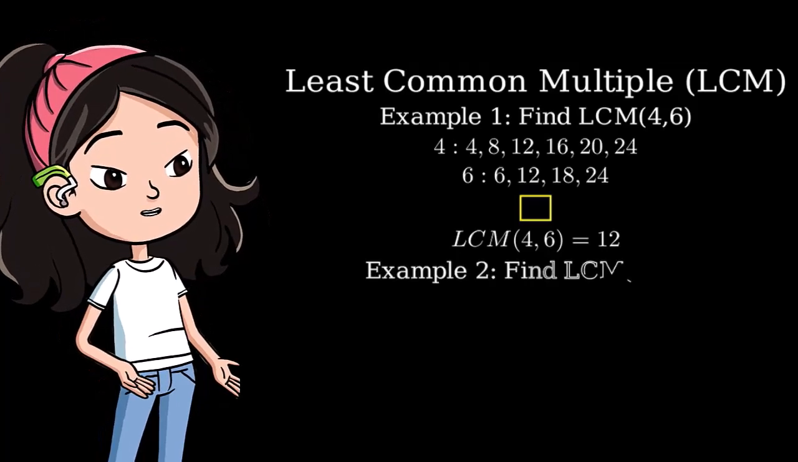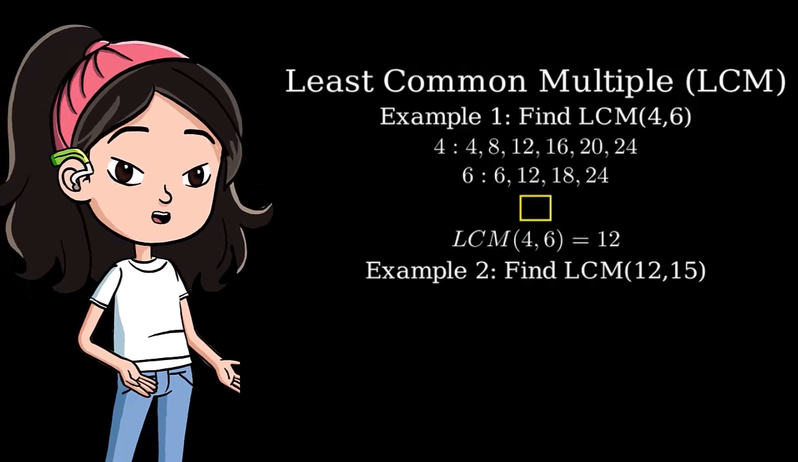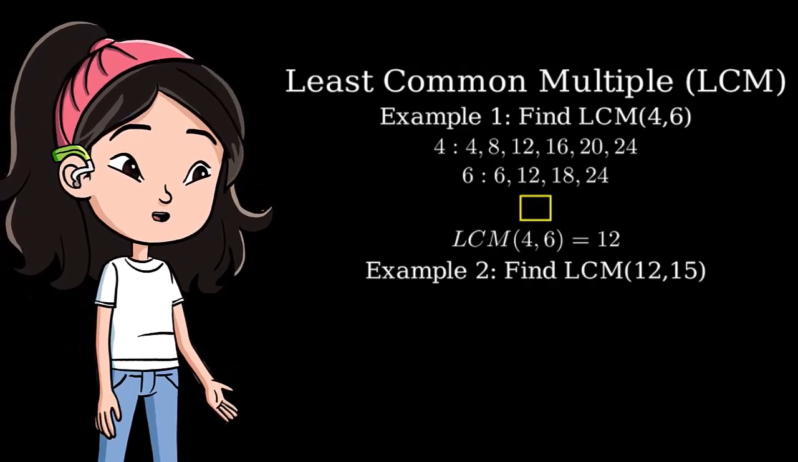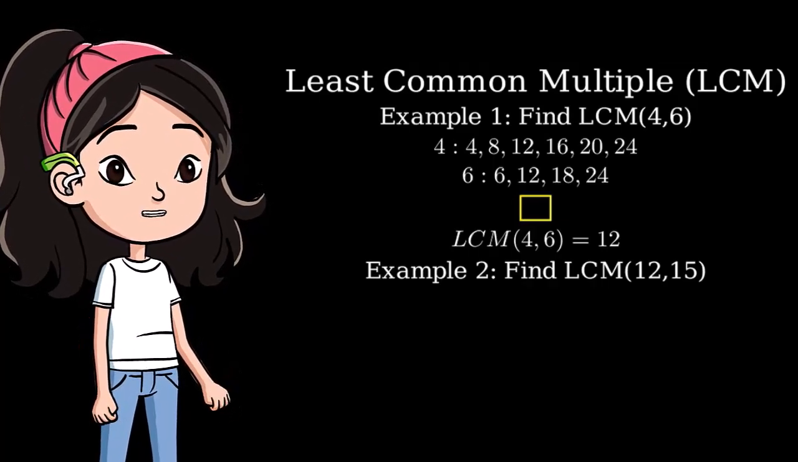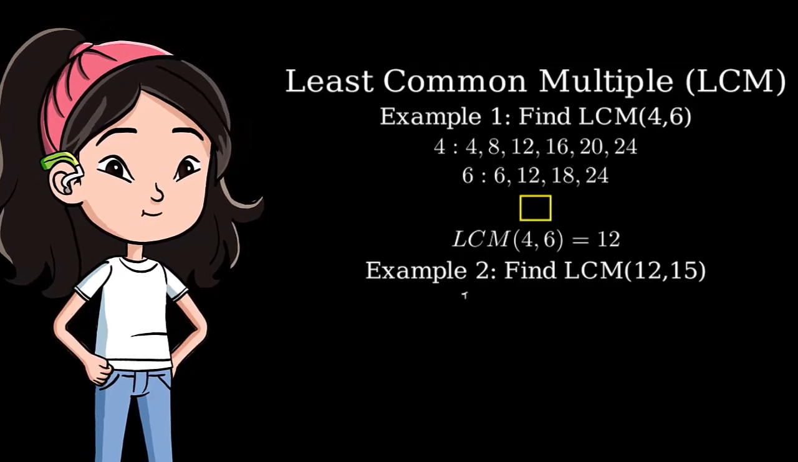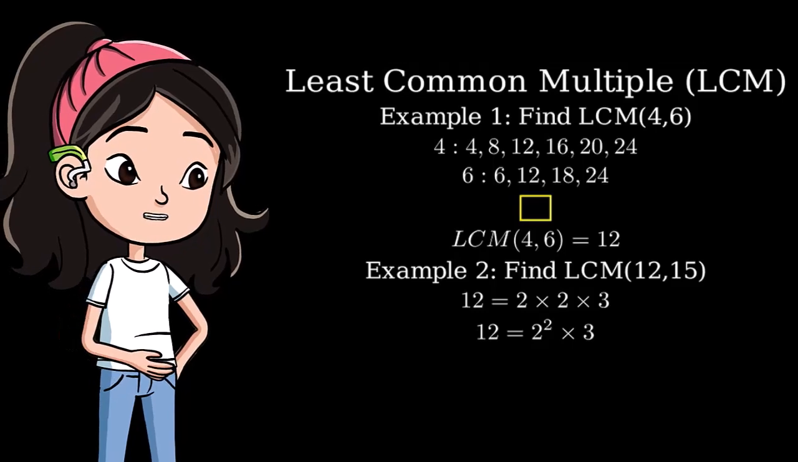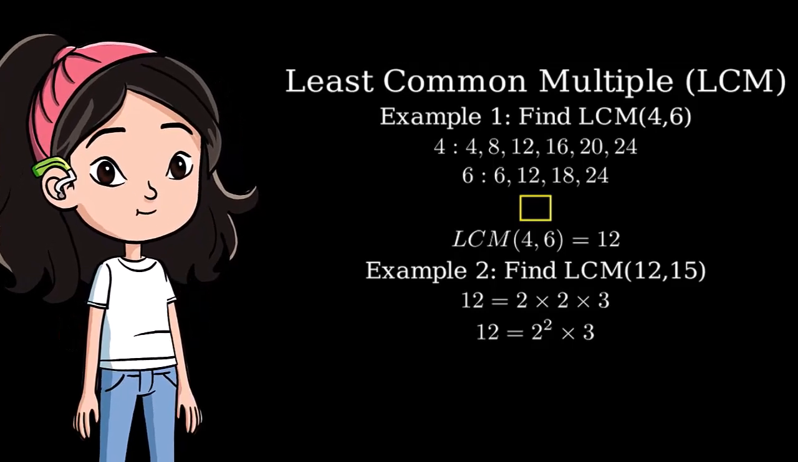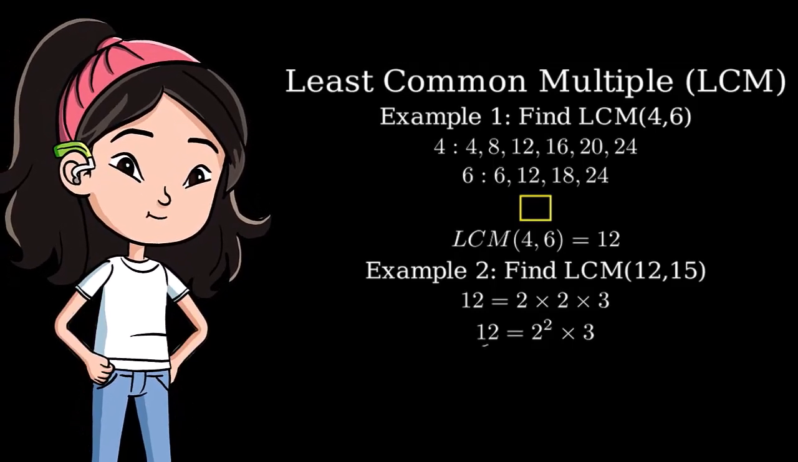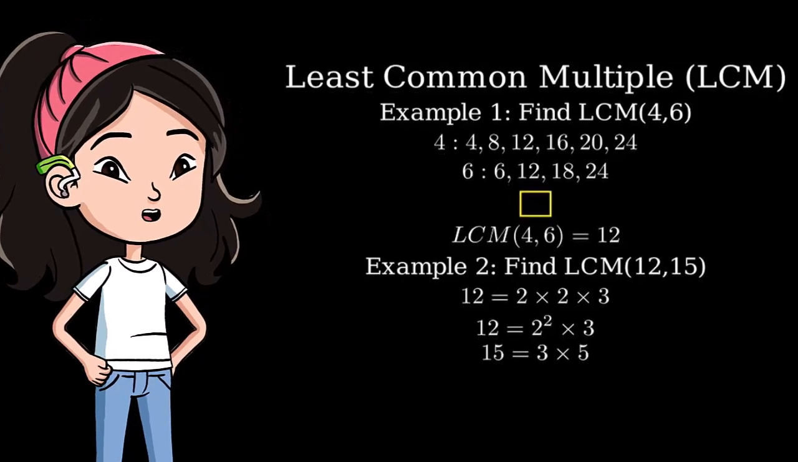Another way to find the LCM is using prime factorization. Let's try this with our next example, finding the LCM of 12 and 15. First, let's break down 12 into its prime factors. 12 equals 2 times 2 times 3, or 2 squared times 3. Now, 15 equals 3 times 5.